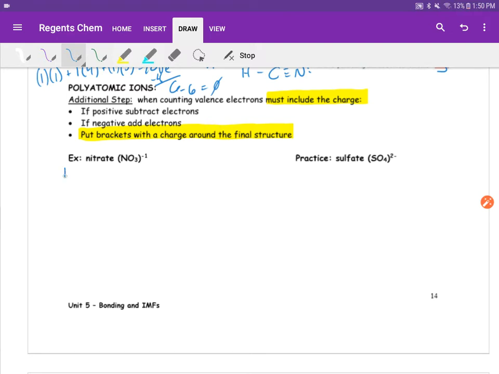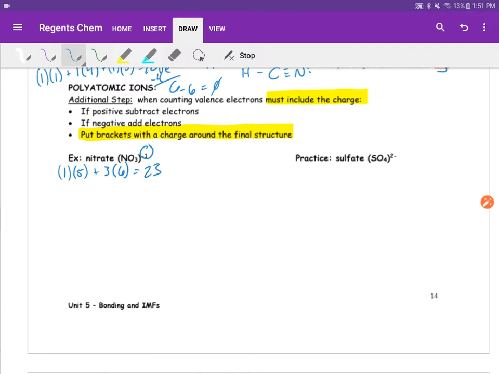I've got 1 nitrogen. Nitrogen has 5 valence electrons. I've got 3 oxygens. They each have 6. Now, notice I also have a charge. If we were to just add this up, 3 times 6 is 18, plus 5 is 23.